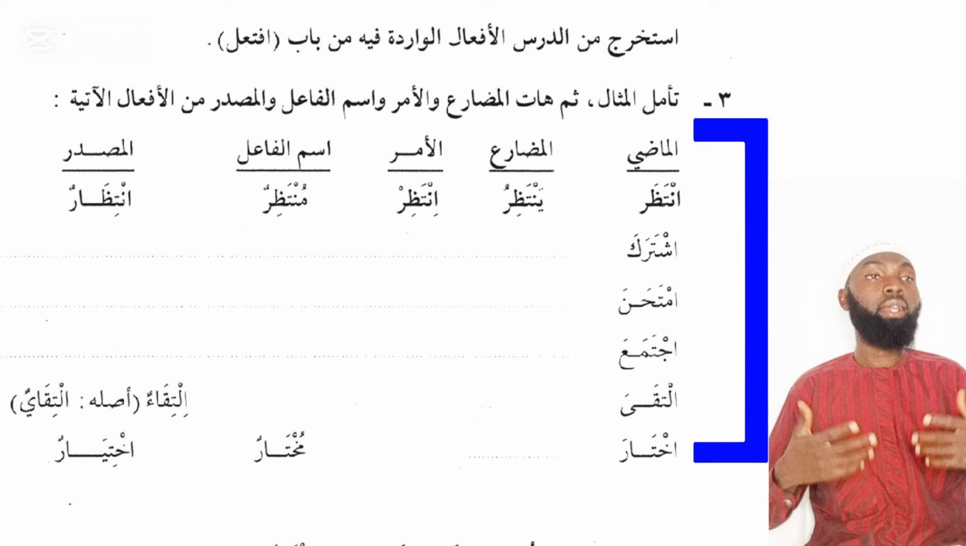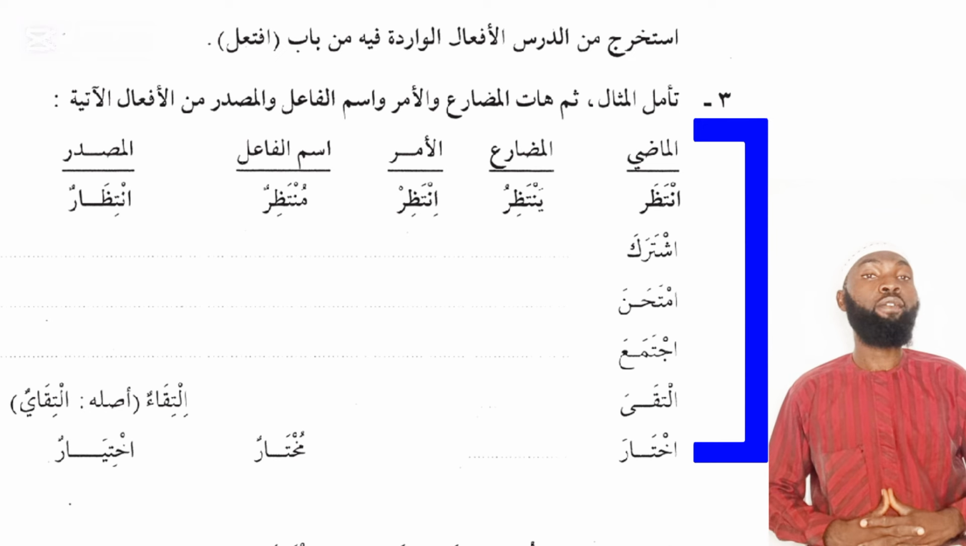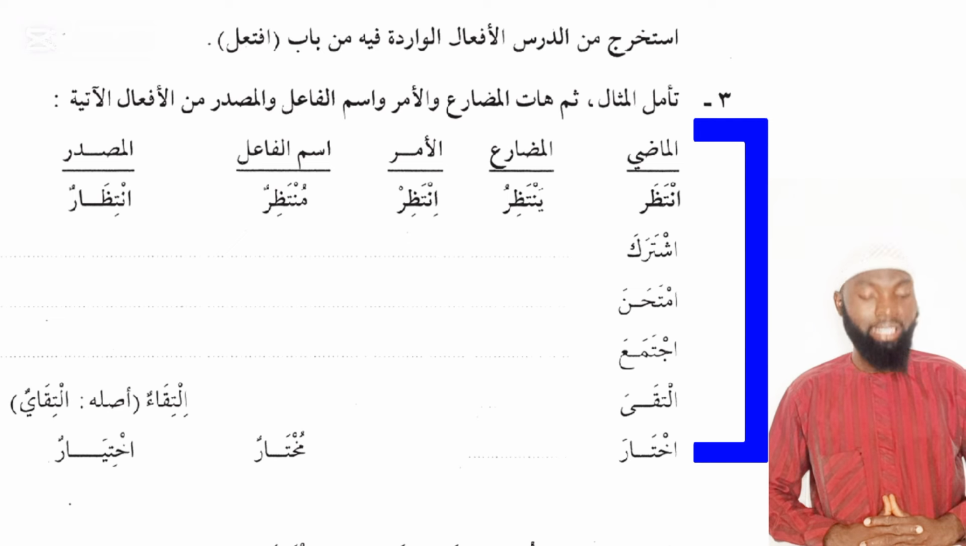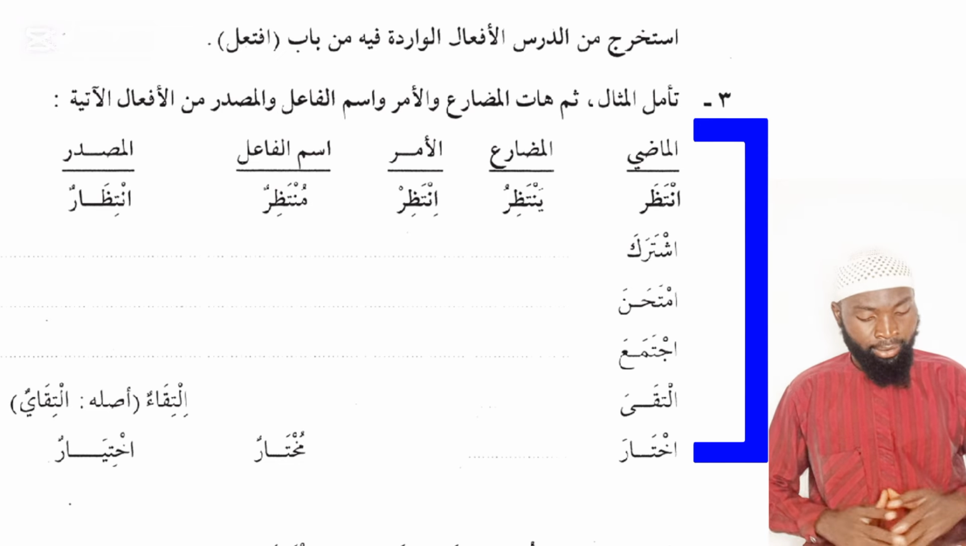Iltaqa, yaltaki, iltaqi. Then we have what? Multakin and iltiqa'un. We have ikhtara, yakhtaru, ikhtar. Then we have mukhtarun and we have what? Ikhtiyarun. MashaAllah. Ta'ammal al-mithal, study the following example.